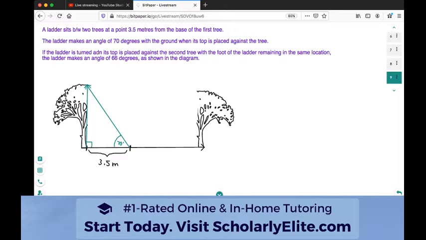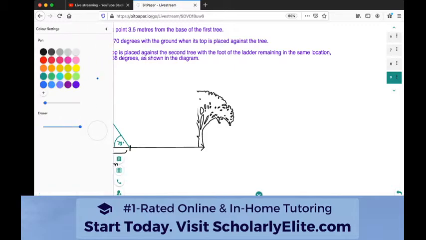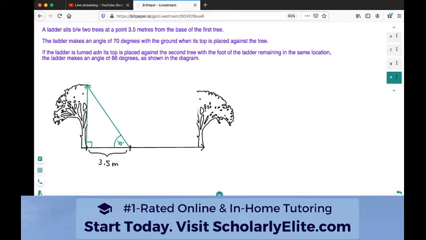Then it says if the ladder is turned and its top is placed against the second tree, with the foot of the ladder remaining at the same location, the ladder makes an angle of 66 degrees, as shown in the diagram, which we're going to draw right now. So let's go ahead and use this information to our advantage. Get a different color. So on this side, again, these are just words they're using to confuse you. Do not let them confuse you.